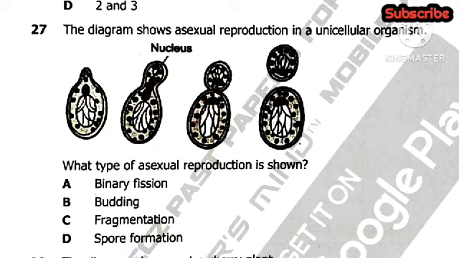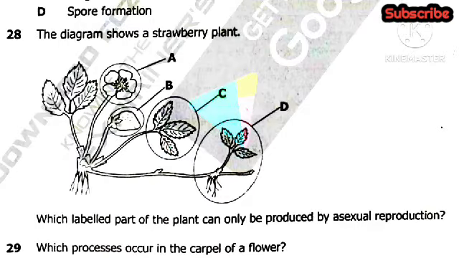Amoeba, A-M-O-E-B-A. So what type of asexual reproduction is shown? By the way, asexual means reproducing without sex, without two organisms to mate. That is asexual, which means reproducing in the absence of sex. So what is this type of reproduction? The answer is budding, B. It's not fragmentation, it's not binary fission. If it was binary fission, they would have the same size.